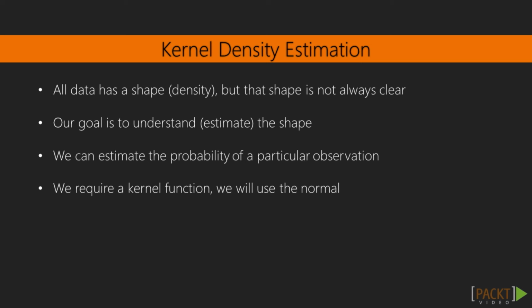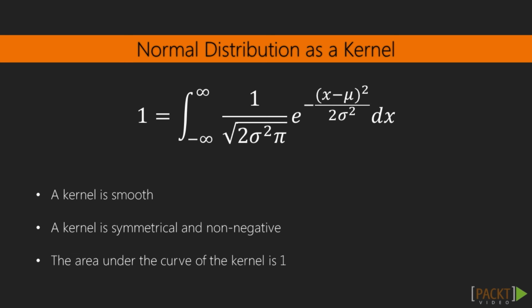So kernel density estimation tries to estimate the shape of a data set. All data has a shape. You could also refer to this as the density, and that shape is not always clear. Once we have estimated the shape of a data set, we can compute the probability of a particular observation. We require a kernel function, and in this video we will use the normal. There are three requirements of a kernel. There are several different types of formulas that meet these requirements.